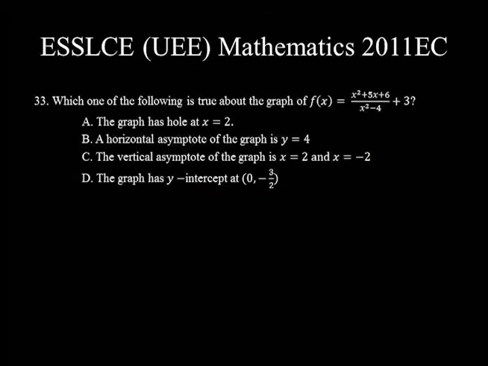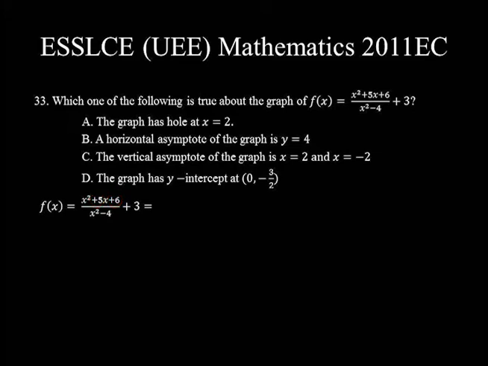Question number 33. Which one of the following is true about the graph of f of x is equal to x squared plus 5x plus 6 divided by x squared minus 4, plus 3? f of x is equal to x squared plus 5x plus 6 divided by x squared minus 4 plus 3, is equal to, factorize this numerator, find two numbers, their sum is equal to positive 5 and their product is equal to positive 6. These two numbers are positive 2 and positive 3.